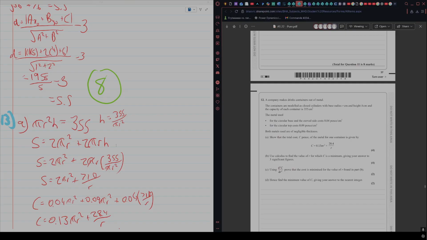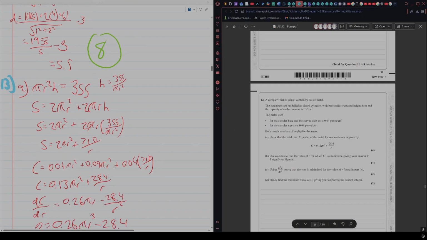So this is your equation for S, but it says the circular base and the curved side cost this much per centimetre squared, and then the circular top costs this much. That means you have to split this 2 pi r squared into pi r squared plus pi r squared, because the bottom and the top cost separate amounts. You multiply one of them by 0.04, one of them by 0.09, and then you multiply the curved side bit, which you know is the curved side because this is where you substituted in h.